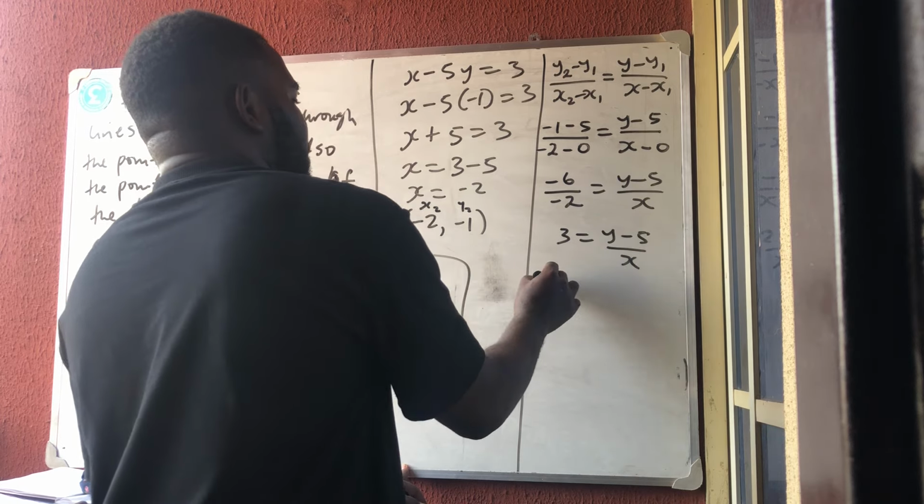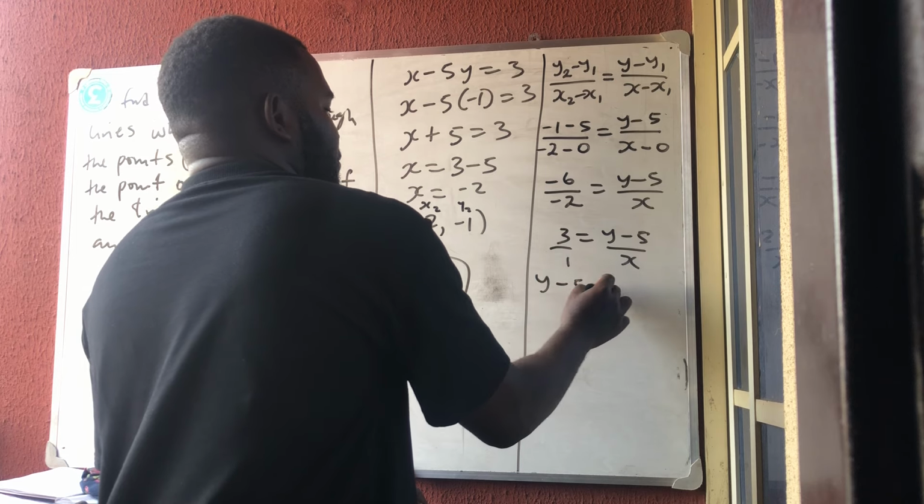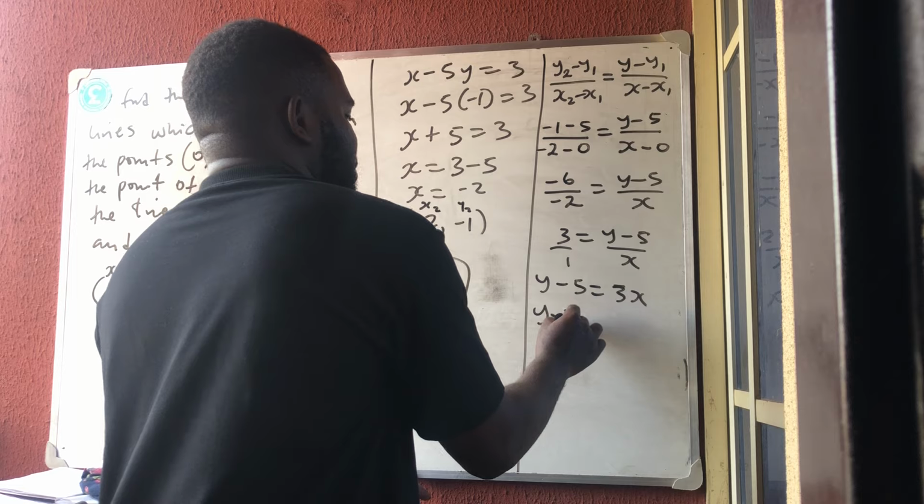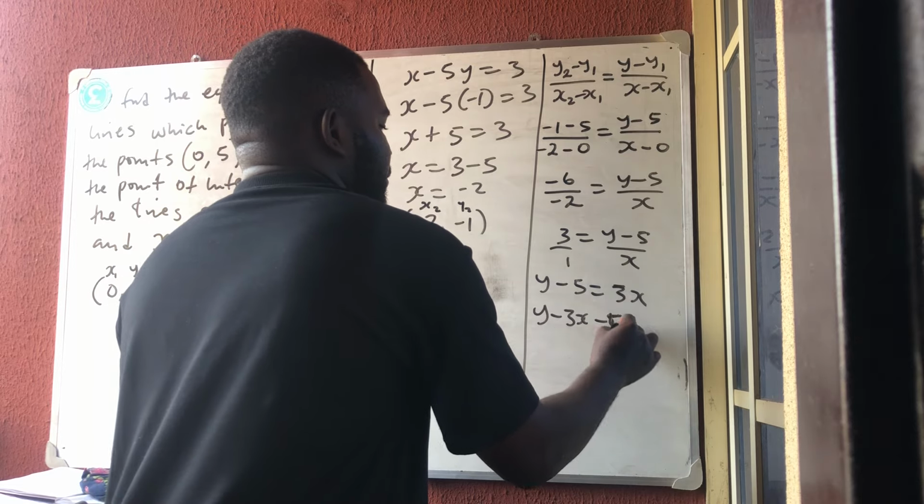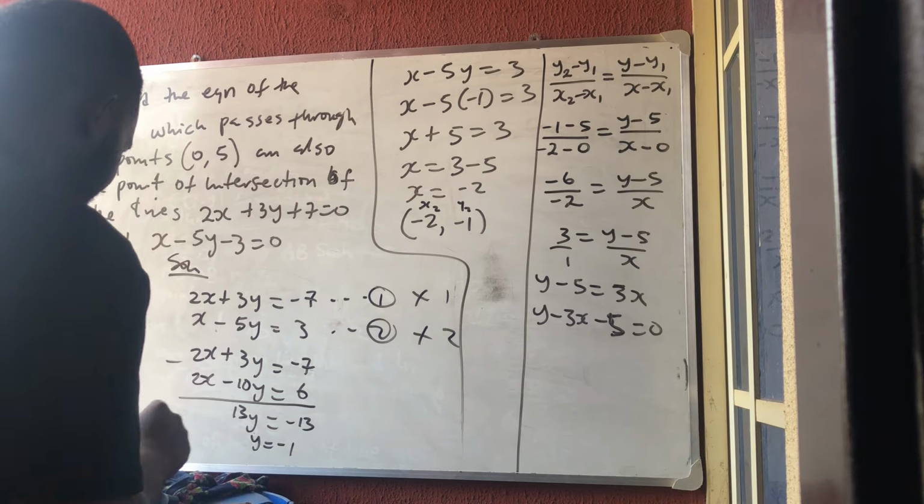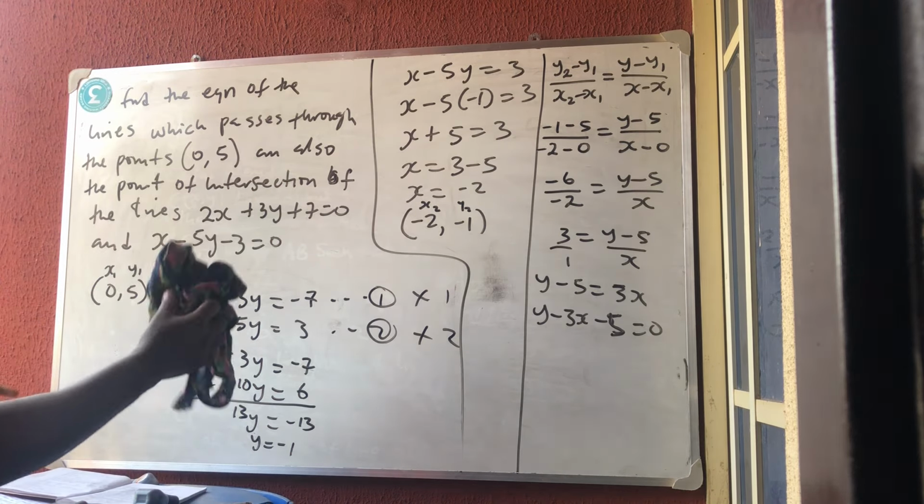Cross multiply to have y minus 5 is equal to what? 3x. So bring everybody here to have y minus 3x minus 5 is equal to 0. This is the equation of the straight line that passes through that point. Okay, as simple as that.